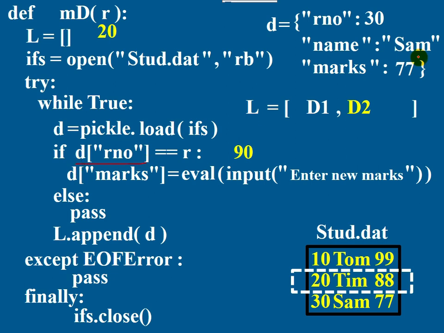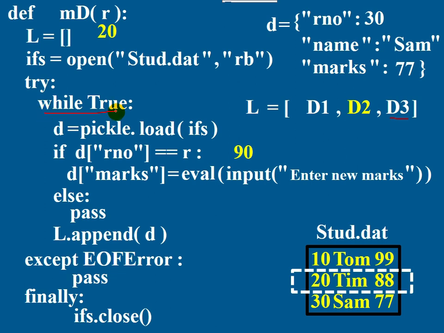Now D of roll number, it is 30. So 30 equal to 20, condition wrong. And why the condition is wrong? Because this is not the dictionary to be modified. So the control comes to else part. There isn't anything to be done in variable D, and L dot append, the third dictionary is appended to the list. So list contains the third dictionary.